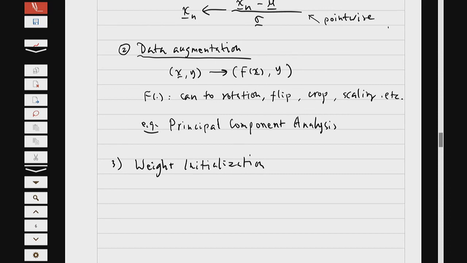If you initialize them all to 0, will it work? It will not, right? With all 0, forward propagation gives you all 0. You get nothing in the backpropagation. So it will not work. You have to initialize to something.